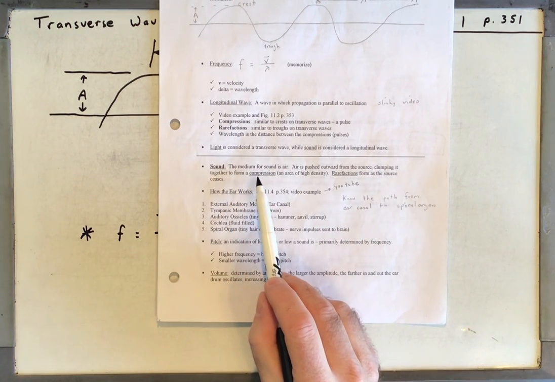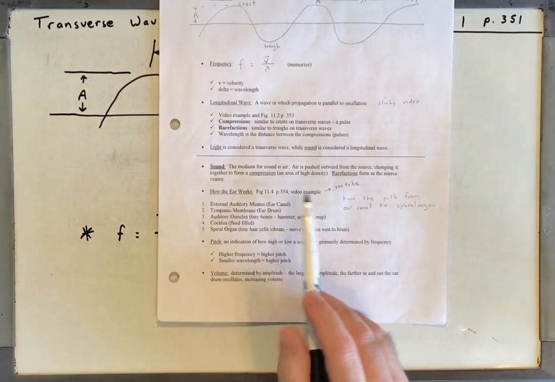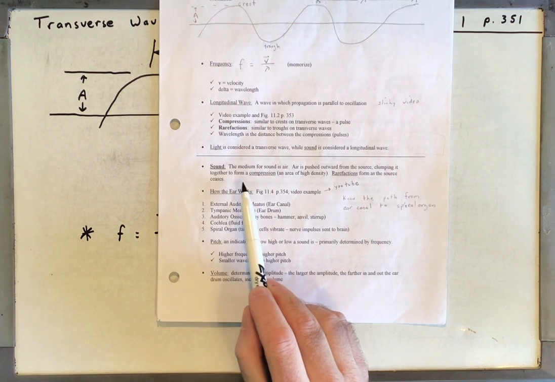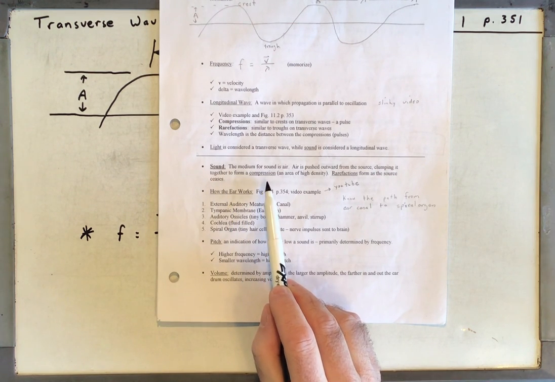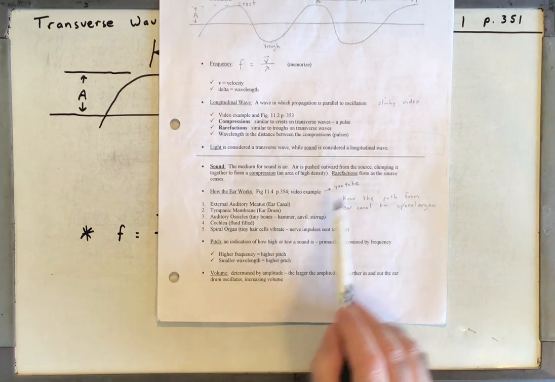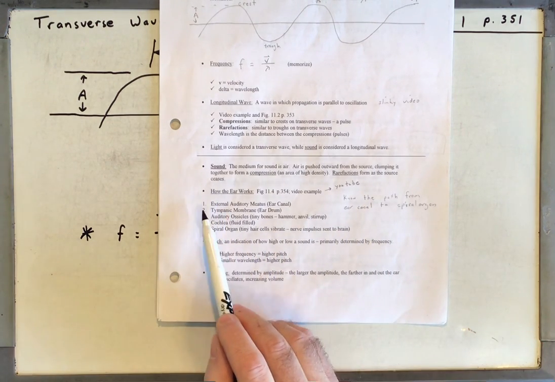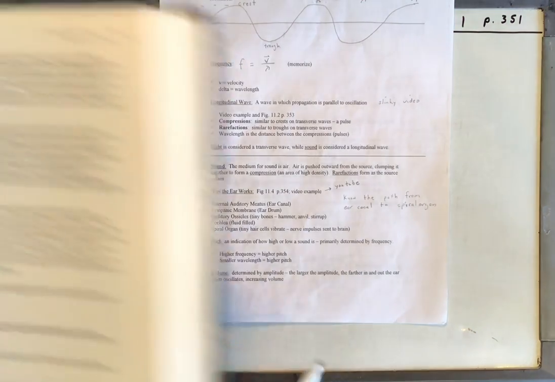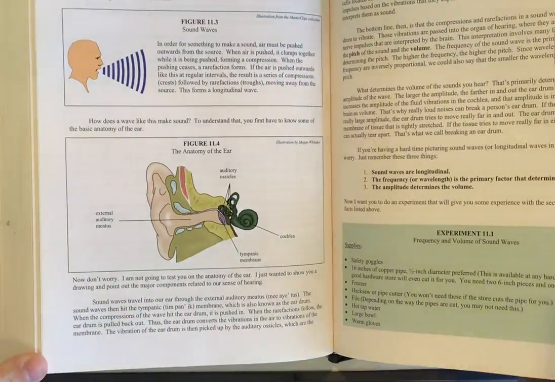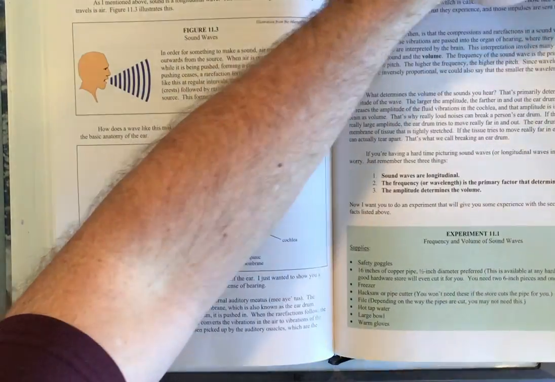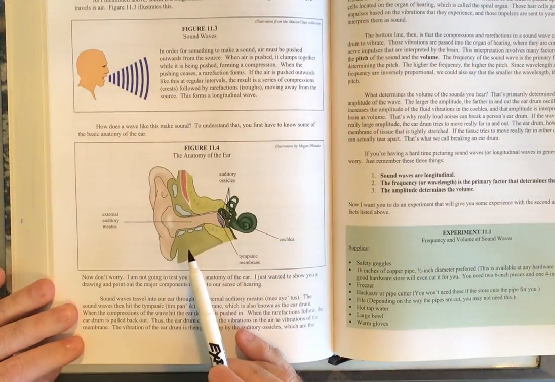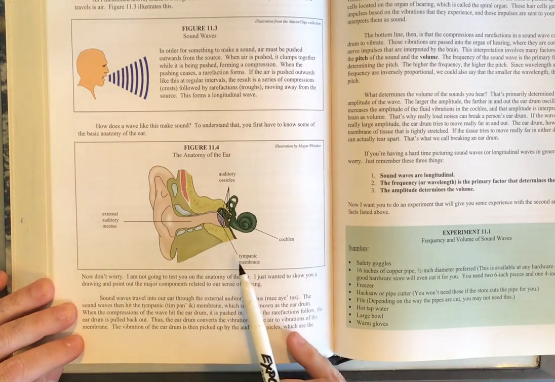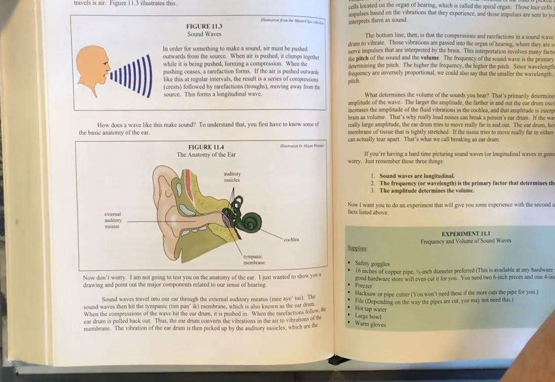So sound needs a medium. The medium for sound typically is air. All right, air is pushed outward from the source, clumping together to form a compression. All right, compression on a longitudinal wave. Rarefactions form as the source ceases. So on page 354, we have a diagram of how the ear works, and you do need to know the basics of this diagram. All right, the external auditory meatus, the auditory ossicles, tympanic membrane, the cochlea.